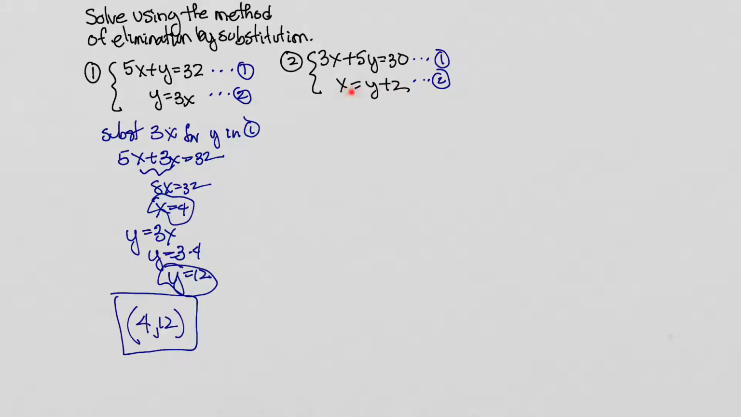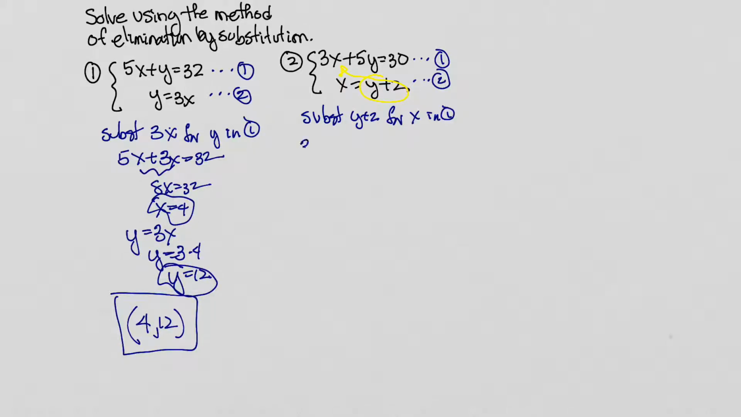Now, by the second equation, I know what x is. X is y plus 2. So I'm going to take this y plus 2 and put it in here for x. I'm going to take that y plus 2 and put it right there for x. I'm going to say what I'm going to do here. I'm going to substitute y plus 2 for x in equation 1.